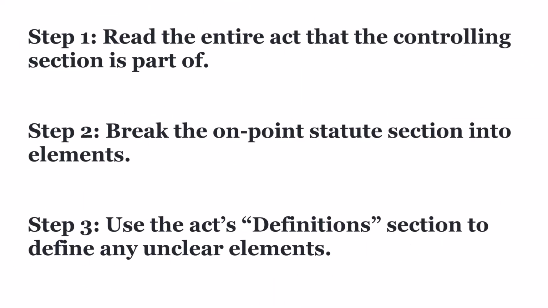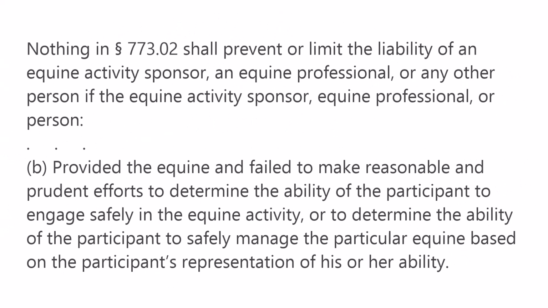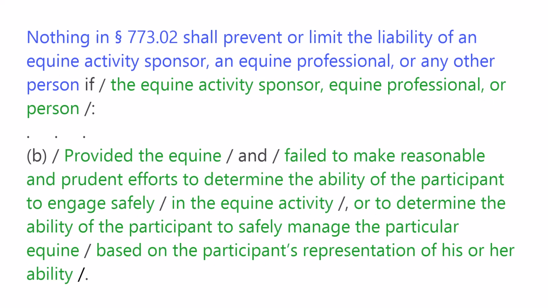Okay, now let's do step 2, where we take our controlling section, that's section 3, and break it up into elements. This is unlike in law school where they give you these cute prepackaged elements. In real life, you have to figure them out. So here's the statute. The first sentence is just the consequences. That's what you get if you prove everything, so that's not an element. But these other things are elements: the equine activity sponsor, professional person, provided the equine, failed to make, and so forth.